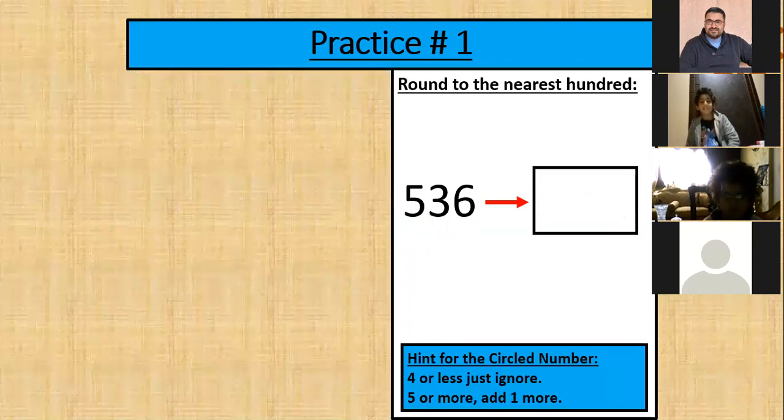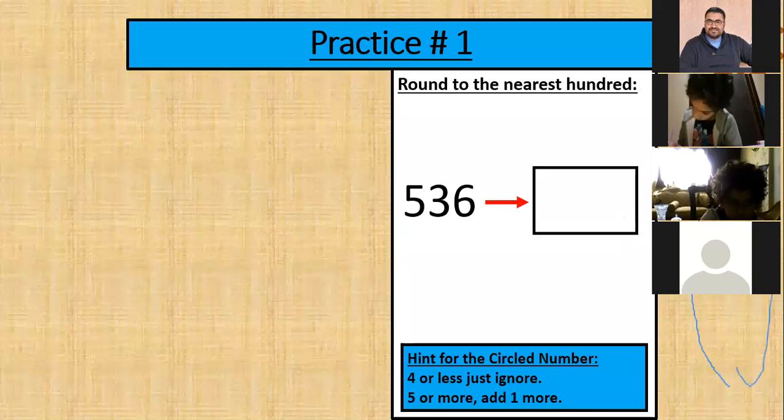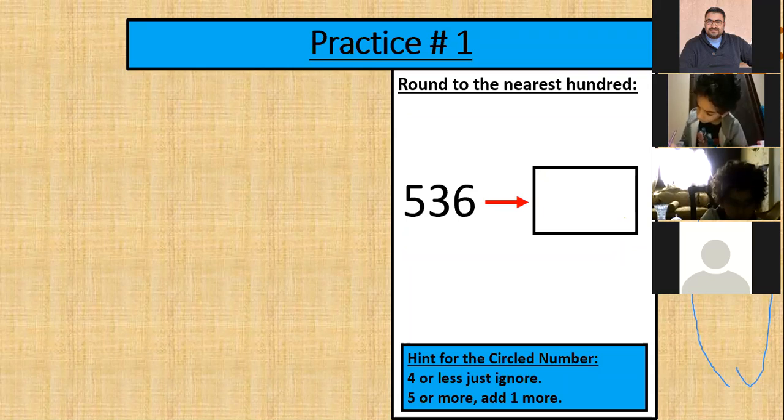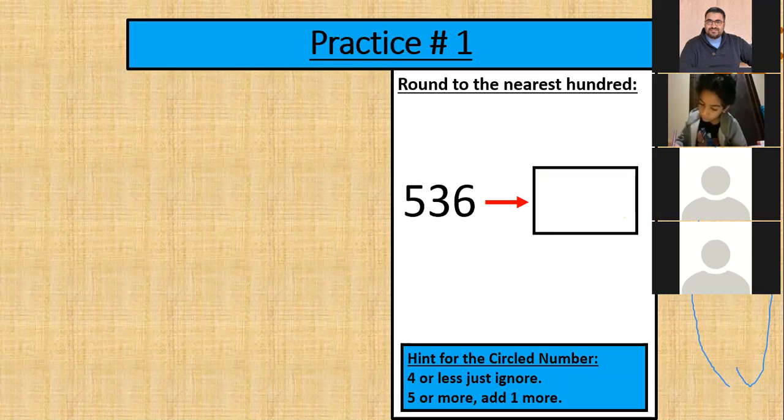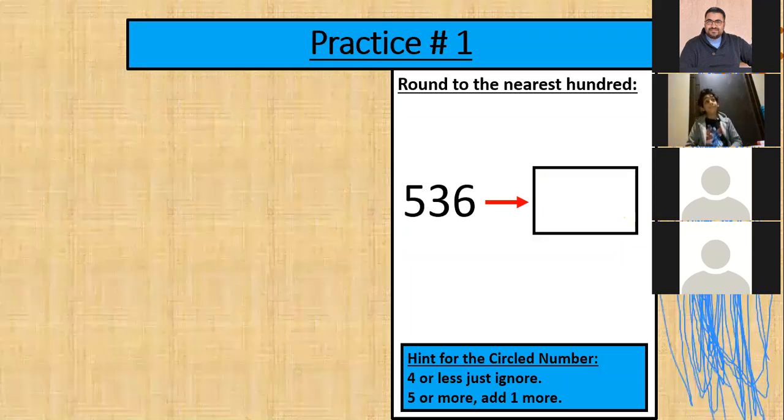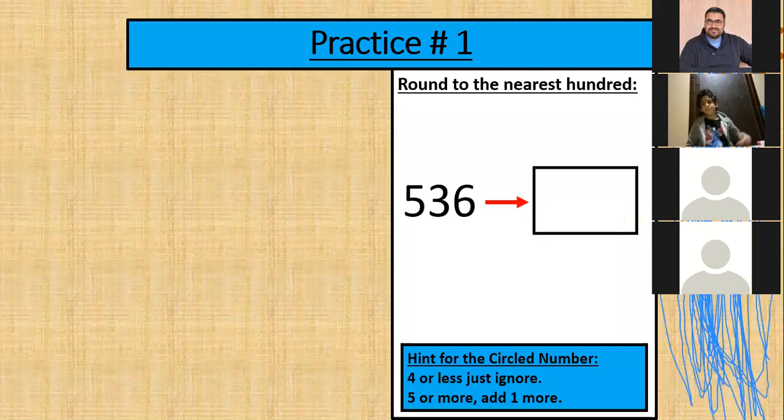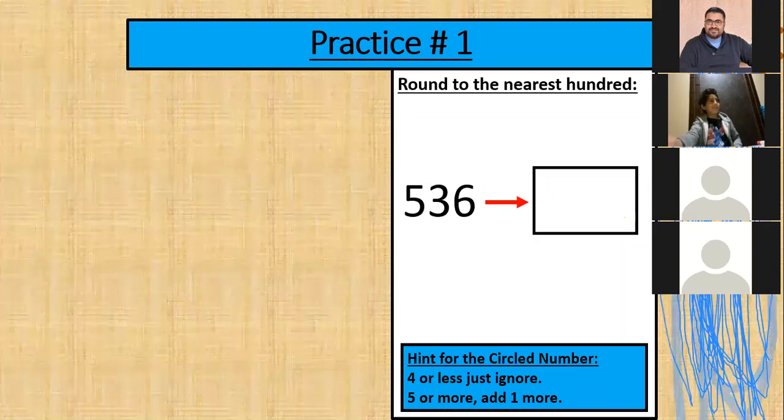$536. We want to round 536 to the nearest hundred. Okay, we'll see Parthenia. Parthenia, you raise your hand. Can you solve this one? Yes. Okay, tell me, Parthenia. The step number 1 will be?